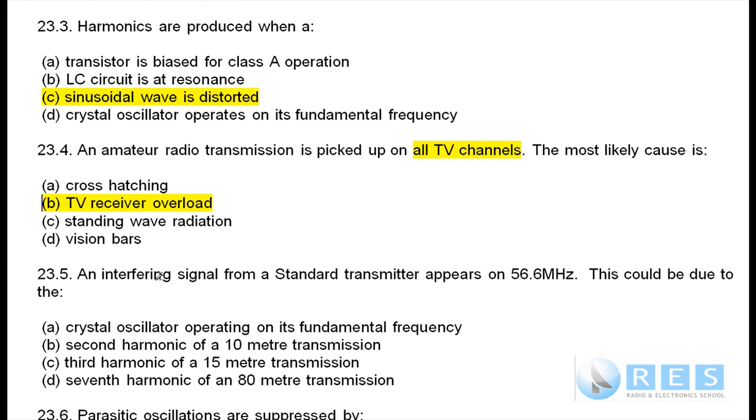Question 23.5. An interfering signal from a transmitter appears on 56.6 megahertz. This could be due to, well, a 10 metre transmission is around 28 to 29.5 megahertz, and that's half of that frequency, so this could only be the second harmonic of a 10 metre amateur transmission.